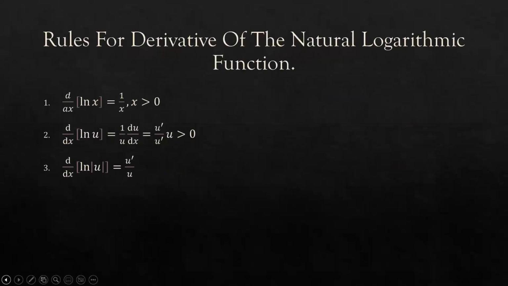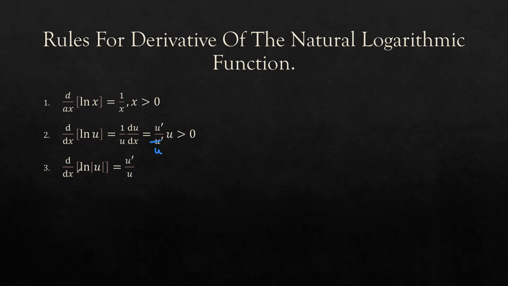So let's go over the rules for the derivative of a natural logarithmic function. Rule one, the derivative of ln of x is just 1 over x, where x has to be greater than 0. The derivative of ln of u, where the u is not x, is 1 over u times du dx. This is a typo right here. It's not u prime over u prime, it's actually just u prime over u, where u is greater than 0.